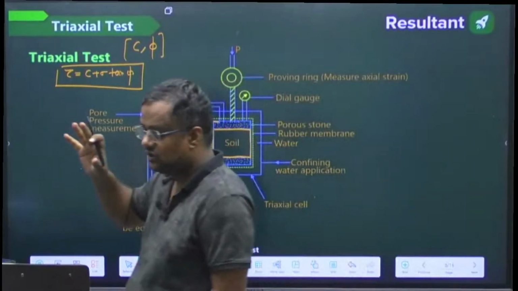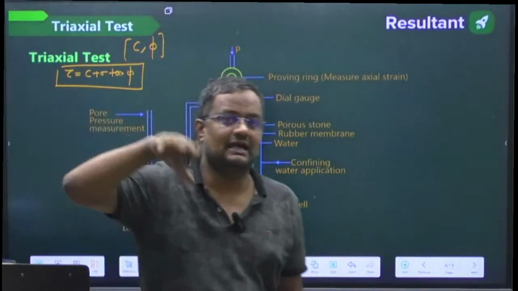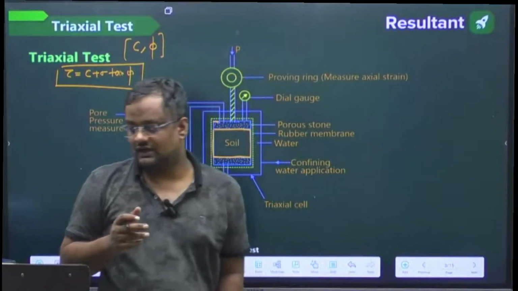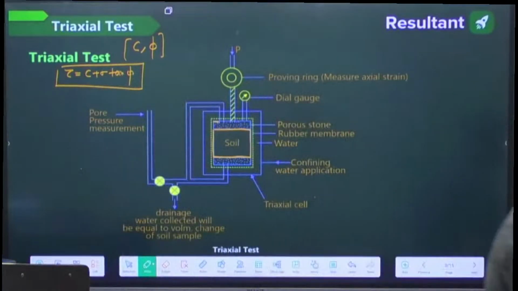I repeat, for the same soil, for different types of test, C and phi can be different. So what type of test do we have to use? We have to use the type of test that matches the field conditions, so we can simulate the field condition.